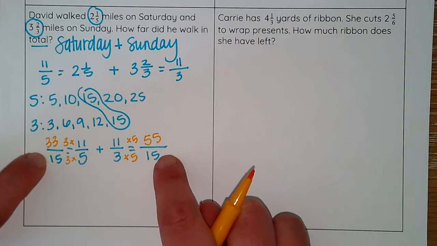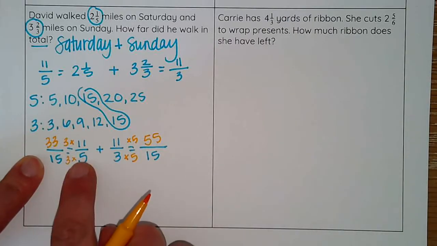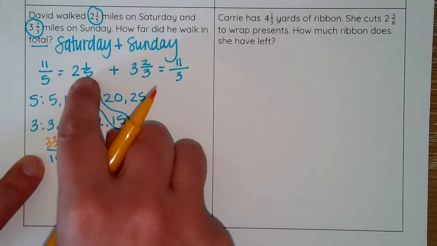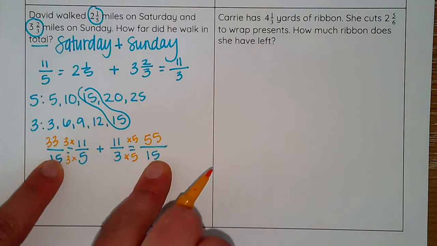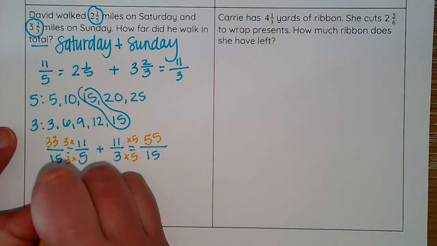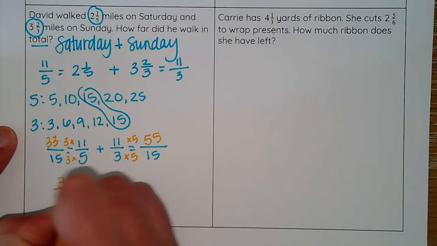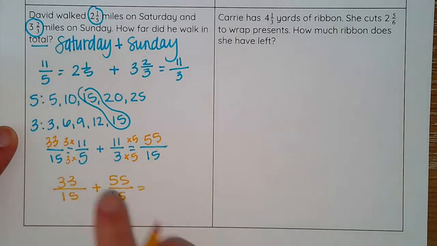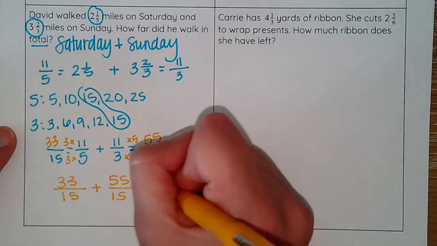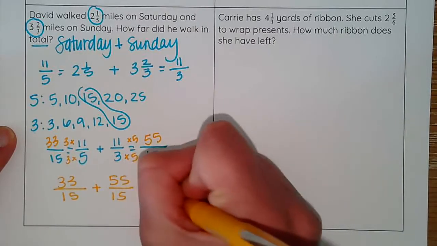Now I have 2 more new fractions, all equivalent. This is equivalent to this, which is the same as this, and equivalent to this. These are all equivalents right here, and same on this side as well. But now my 2 different fractions have common denominators, so I can combine them. 33 over 15 plus 55 over 15. I add only my numerators to get me 88 over 15.